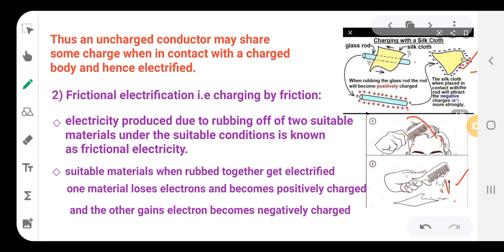Okay, now electricity produced due to rubbing of two suitable materials under suitable conditions, suitable conditions meaning dry conditions, is known as frictional electricity. Suitable materials when rubbed together get electrified. One material loses electrons and becomes positively charged, and the other gains electrons and becomes negatively charged.